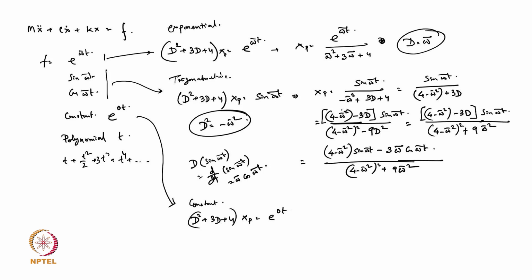So now once we are having e to the power of 0t, we can say xp will be nothing but e to the power of 0t, and in place of D we can substitute 0, meaning omega squared plus 3 into 0 plus 4, so it will be 1 by 4 only. So that is why the constant term will come.